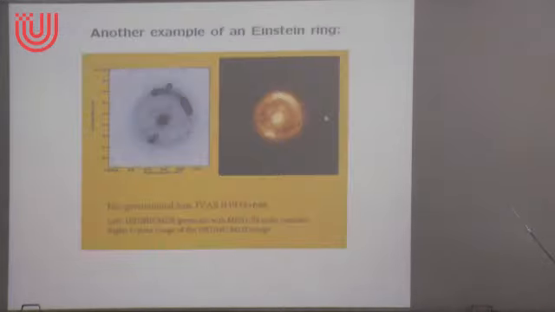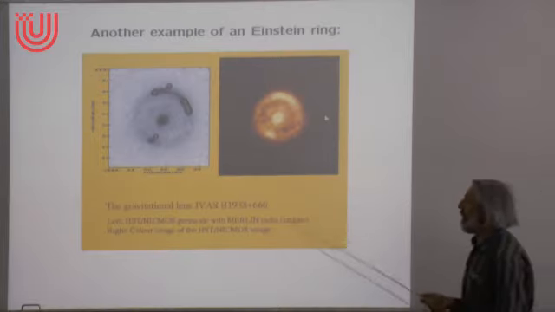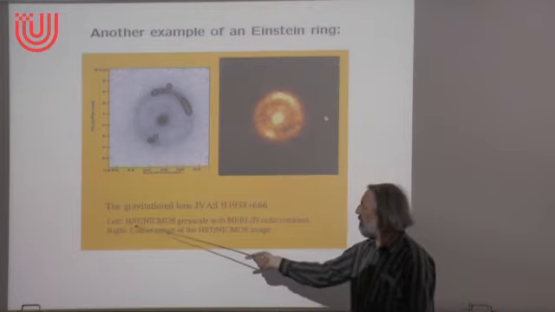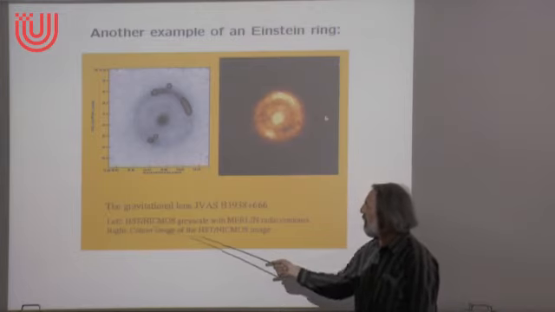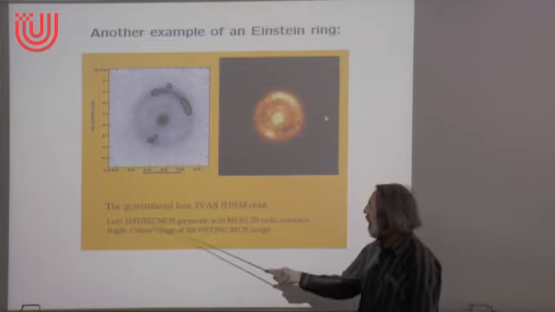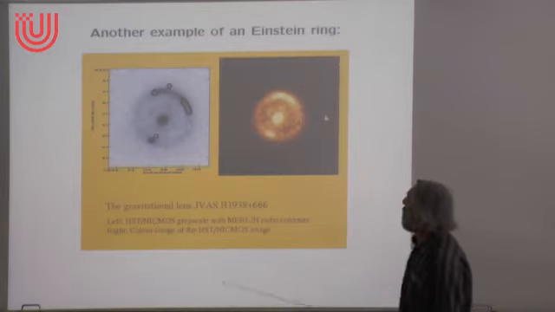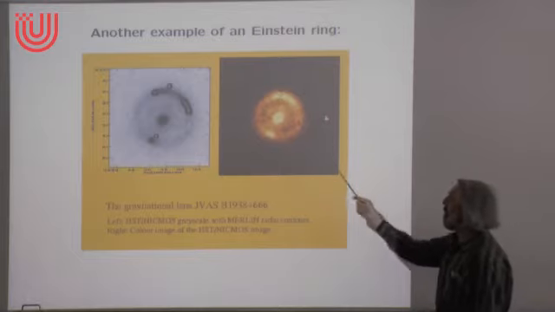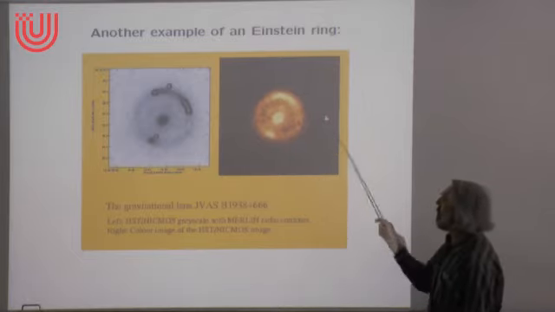Here's another, even more famous example. That's a picture which is taken by this instrument. HST is Hubble Space Telescope. NICMOS is the infrared camera. IC stands for infrared camera. So that's a picture in the infrared. And you see fairly nicely the ring which is produced here.